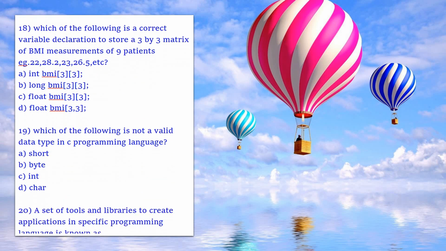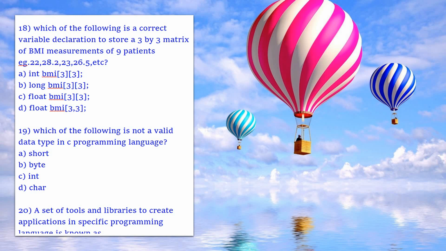So next is the 18th question. Which of the following is the correct variable declaration to store a 3x3 matrix of BMI measurements of 9 patients? For example, you want to store values like 22, 28.2, 23, 26.5 and many more. Which is the correct variable declaration? A 3x3 matrix means a two-dimensional array declaration. That should come to your mind whenever you read this question. So int BMI of 3, 3: a 3 cross 3 matrix, so 3, 3.